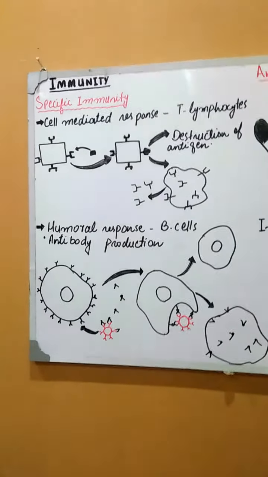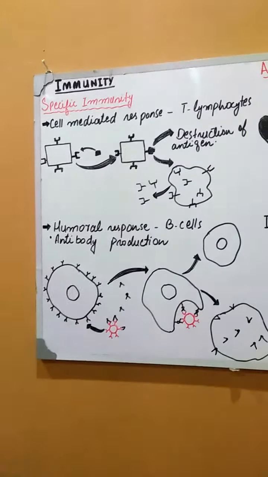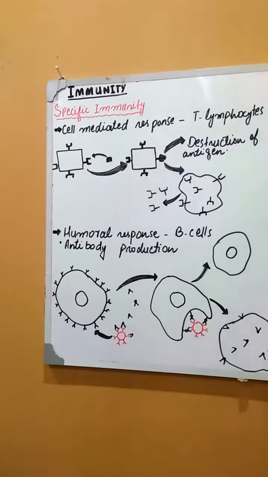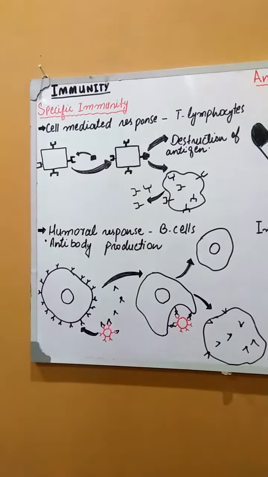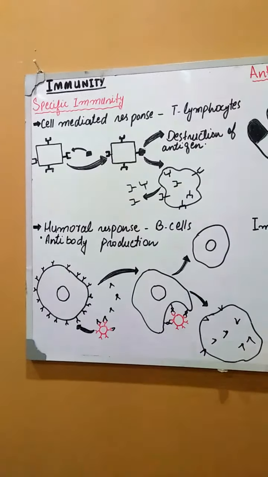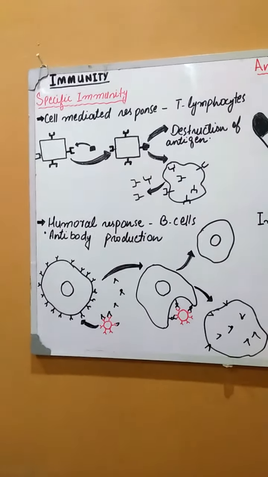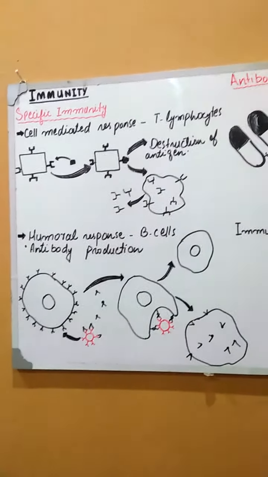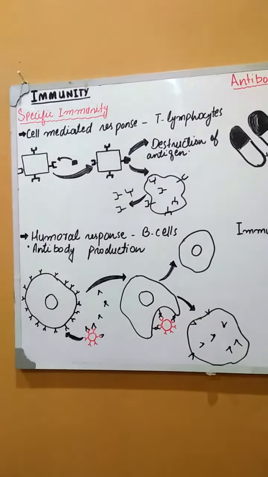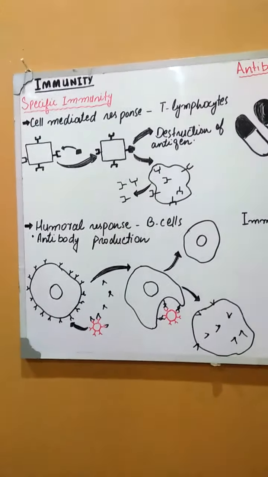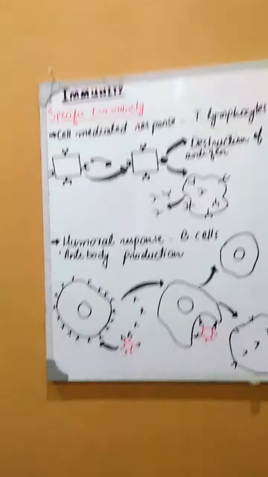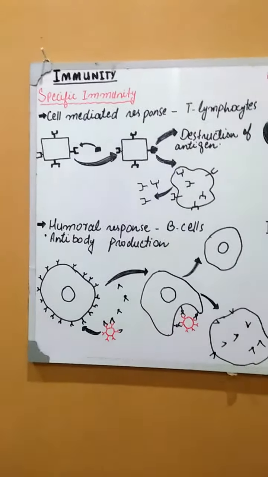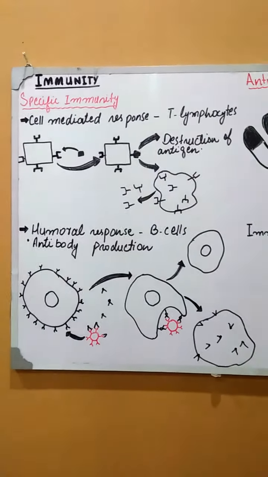Today we shall study the second type of immunity, that is specific immunity. In specific immunity there are two types of cells involved. These are called T lymphocytes and B lymphocytes. T lymphocytes get matured in the thymus gland, therefore they are called T lymphocytes. They are involved in a type of immunity called cell mediated response.